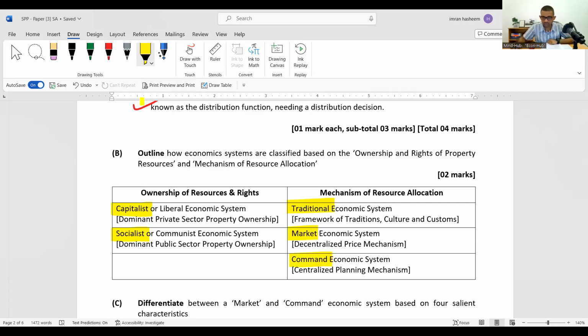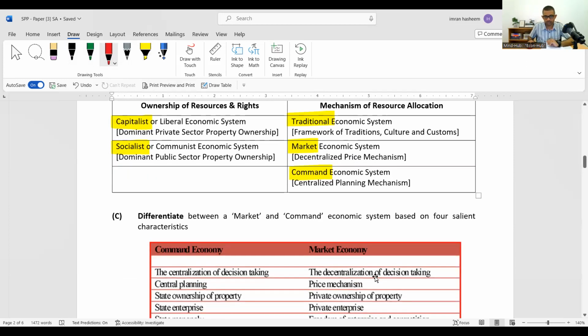And notice I haven't talked about a mixed economy, because a mixed economy can exist in both ways of classification. Both institutional features are there. So I've avoided mixed. That's another small thing to observe. Using correct terms is very important here.